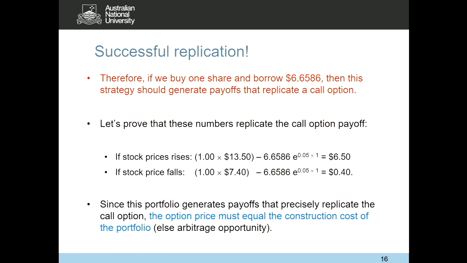Then what's next? Then the construction cost of our portfolio must equal the price of the call option. Yes? Because the portfolio is equally good as the call option. So the construction cost of this portfolio must equal the call option price. If they don't equal each other, then there's an arbitrage opportunity here.